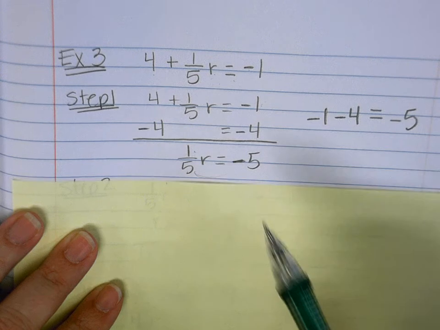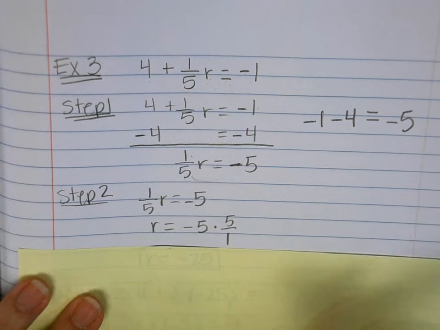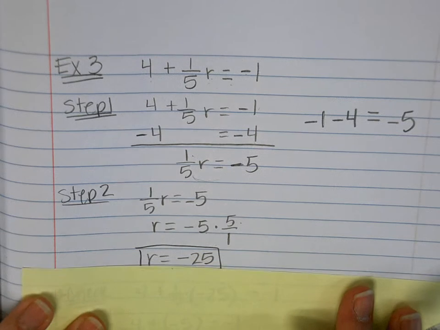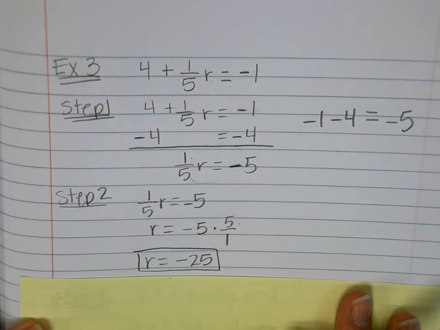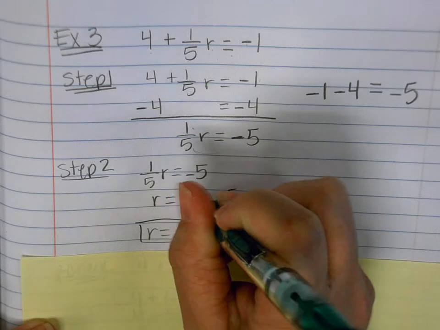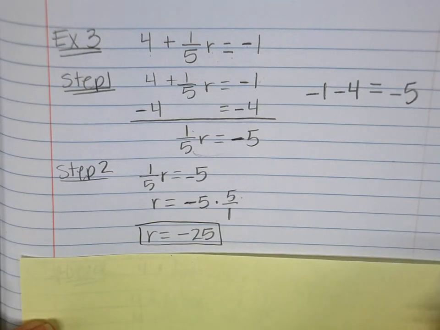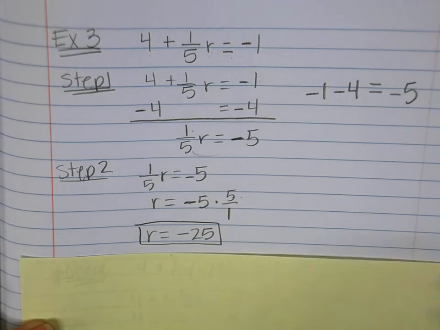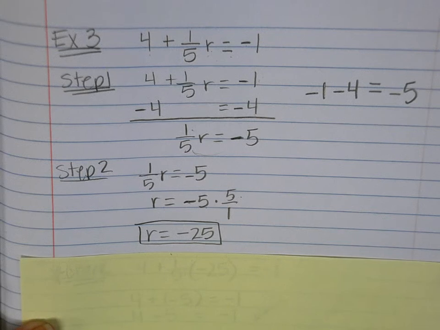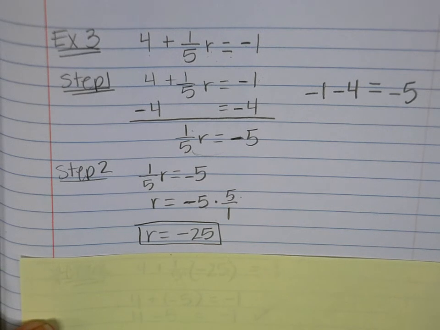So now you get this, right? 5/1. You're flipping it and multiplying. And you should get what? Negative. Don't forget the negative. 25. So the first two we did add or subtract, then we did divide. This one we did subtract and then multiply. So you get the 2 steps that are going on here?